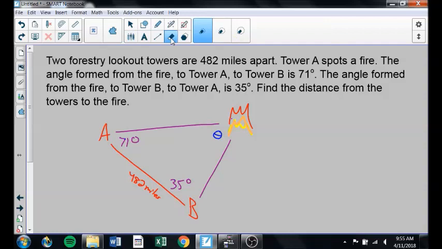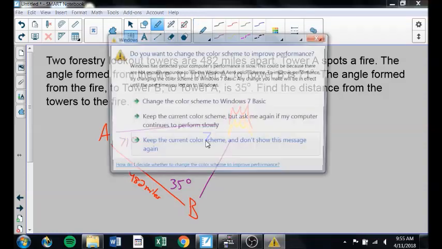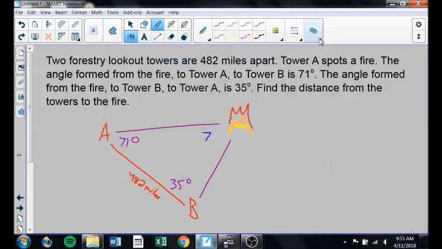Well, 71 plus 35 is 106. Since everything has to add up to 180, this angle here is 74 degrees. Now I have an angle-side pair, this angle and this side, so I can do the law of sines.